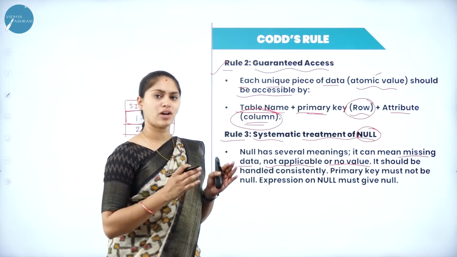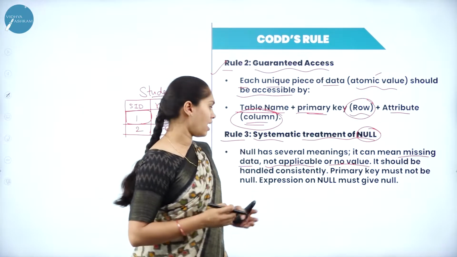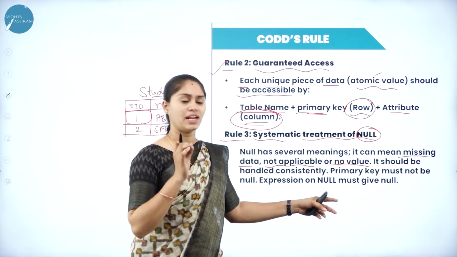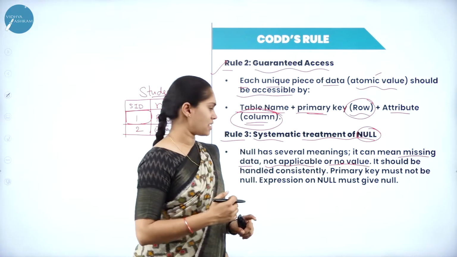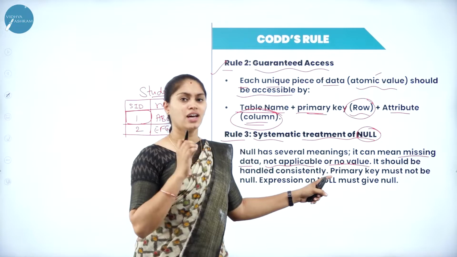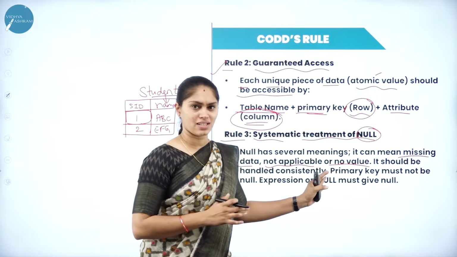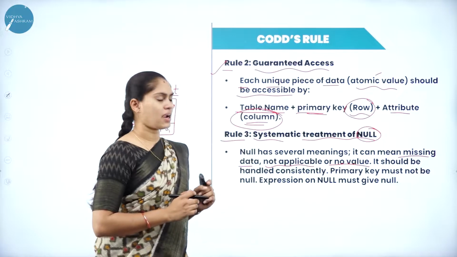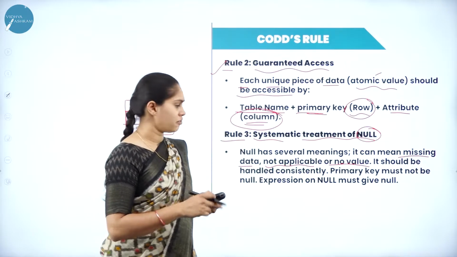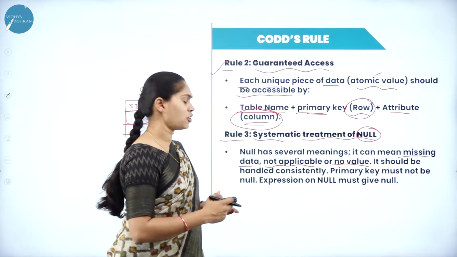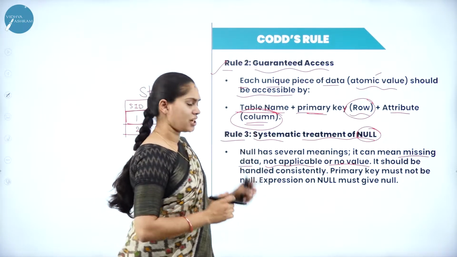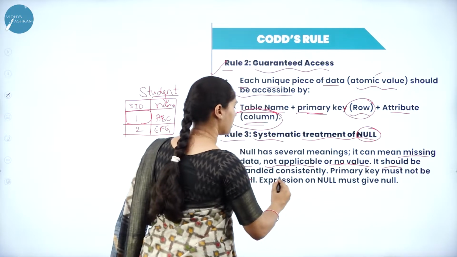In my table or my database, if I am considering null as no value, then throughout my database, wherever we use null, it has to be no value. And if I am considering null as a not applicable value, then throughout the database it has to be not applicable in all the tables. That is what we are specifying here, systematic treatment of null. For what purpose are you considering null? Whether it is no value, not applicable, or missing value, we have to mention it properly so that it is handled consistently.